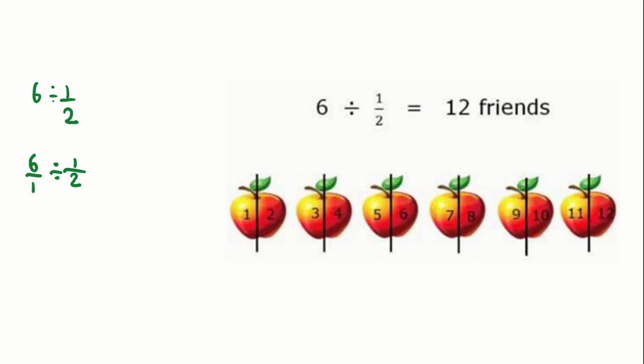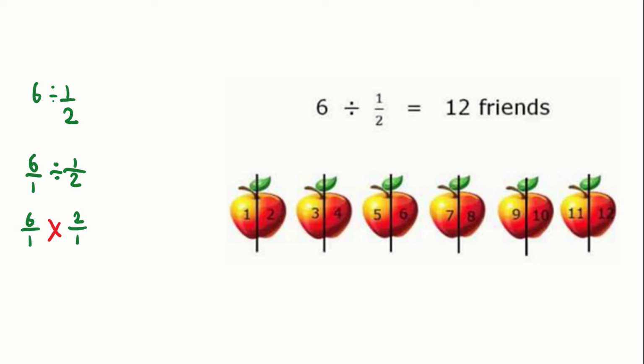Now, a trick with division of fractions is that I flip the second fraction, so I'm flipping the 1 over 2 to become 2 over 1. So I'm just putting the numerator as the denominator and the denominator as the numerator. And the little trick here is I can now turn my division into multiplication. So I flip the second fraction and I turn it into multiplication.